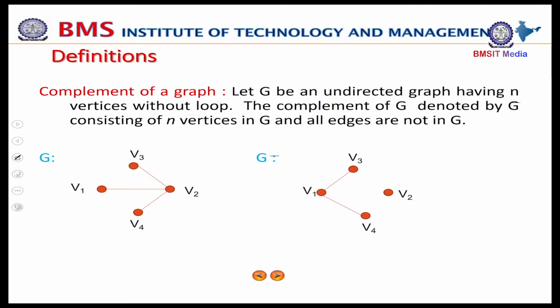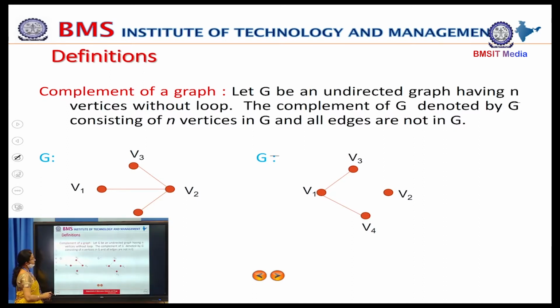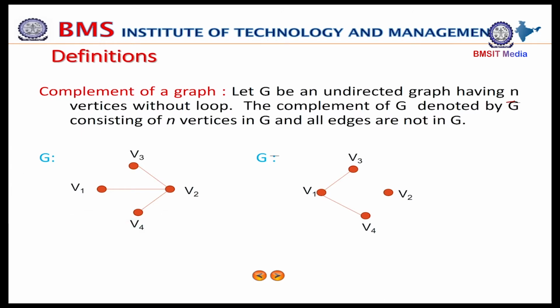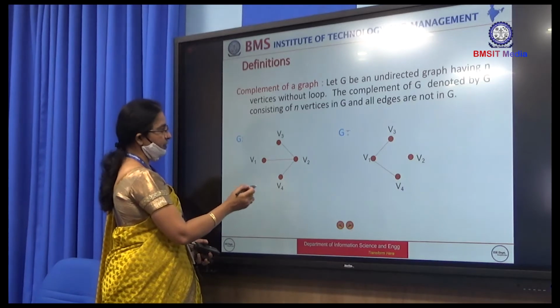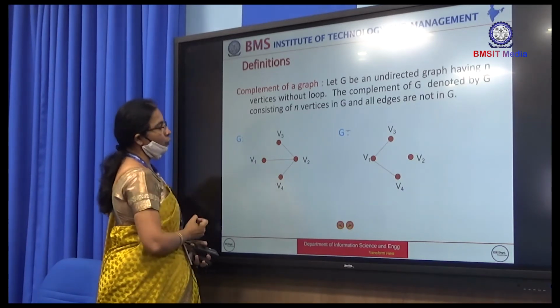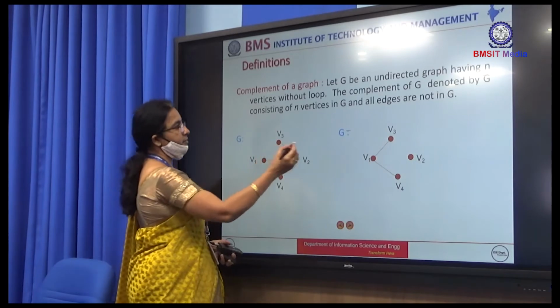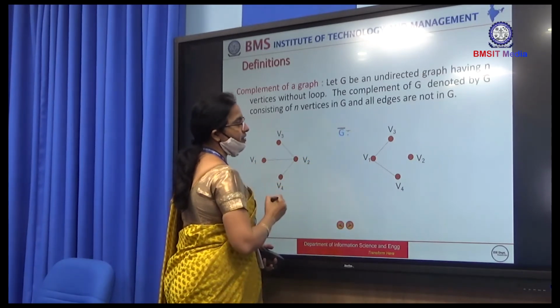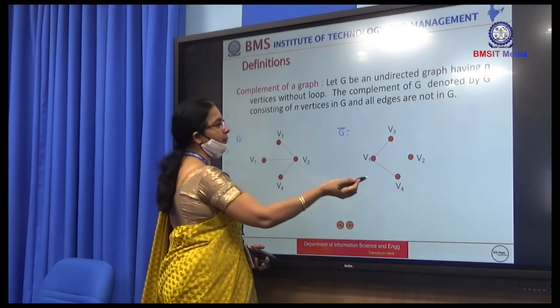Next comes the complement of a given graph. Let G be an undirected graph having n vertices without loops. The complement of G, denoted by G bar, consists of the n vertices in G and all edges that are not in G. So this is the graph G, which contains 4 vertices, and this is G bar. G bar contains the complement of G.